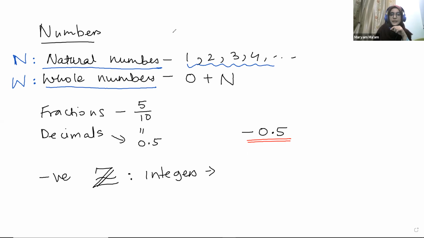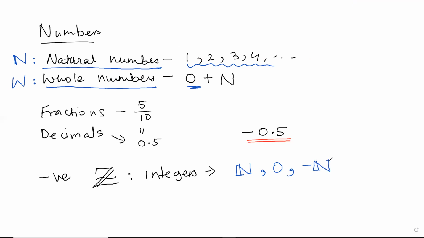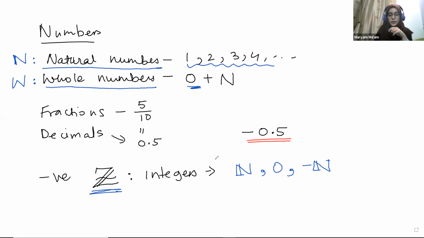So what are integers? Integers are basically all the natural numbers 1, 2, 3, 4, and so on, then 0, and all the negatives of all the natural numbers. Does that make sense? Yes, ma'am. Okay. So that is the set of integers, pretty clear to you. And you guys also know that decimals are different and integers are different. So that's cool. Now let's talk a little bit about rational numbers.